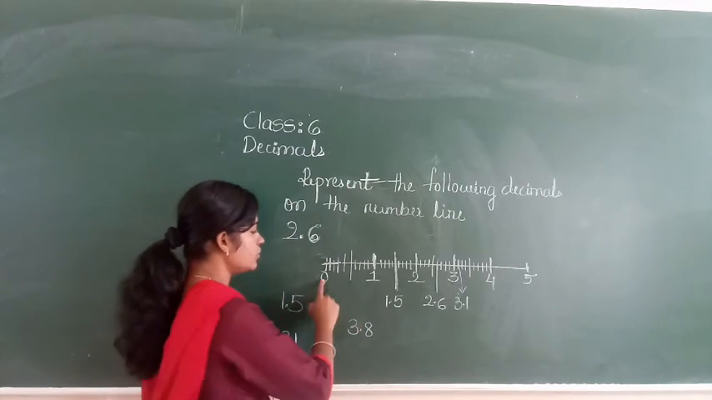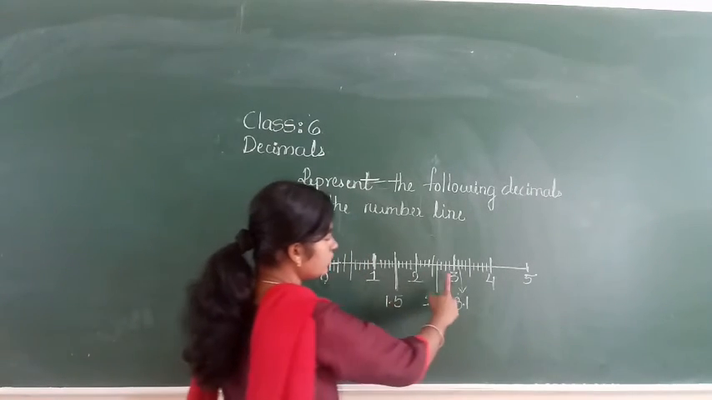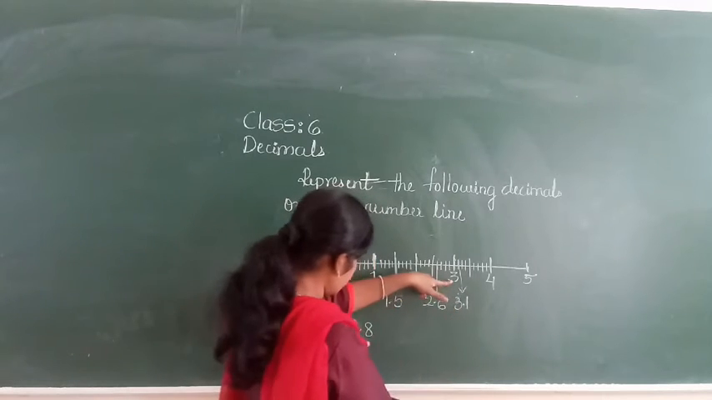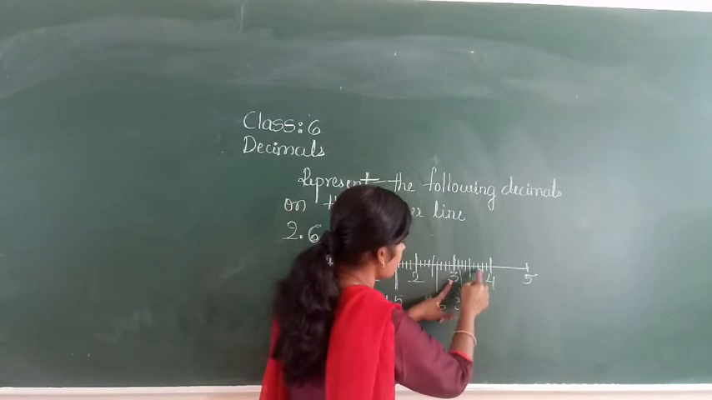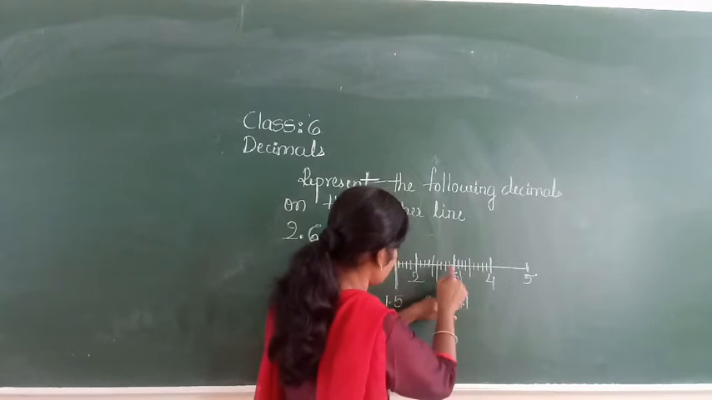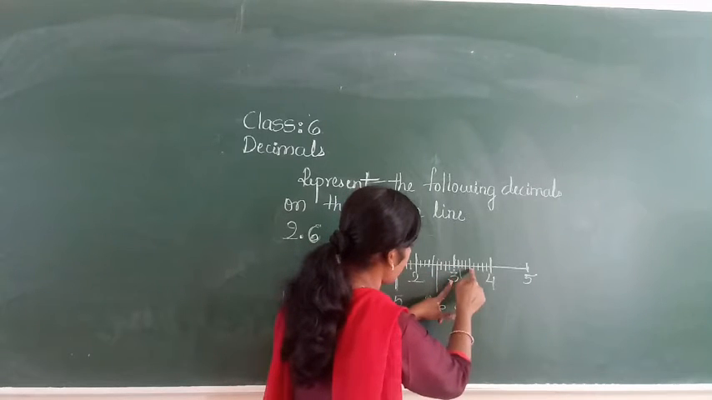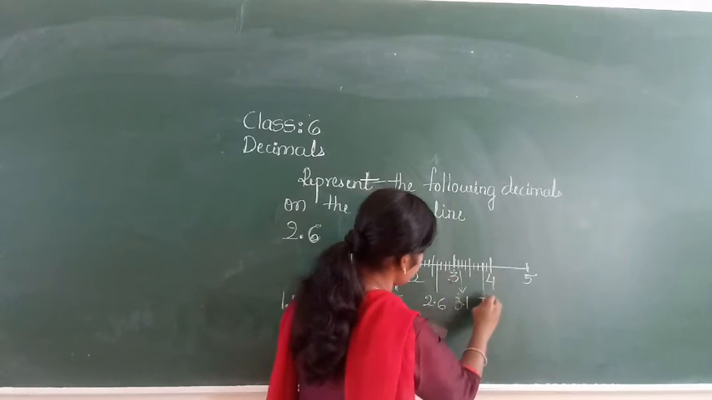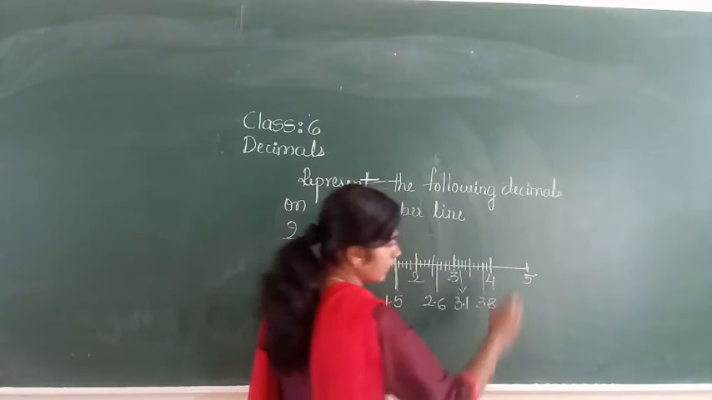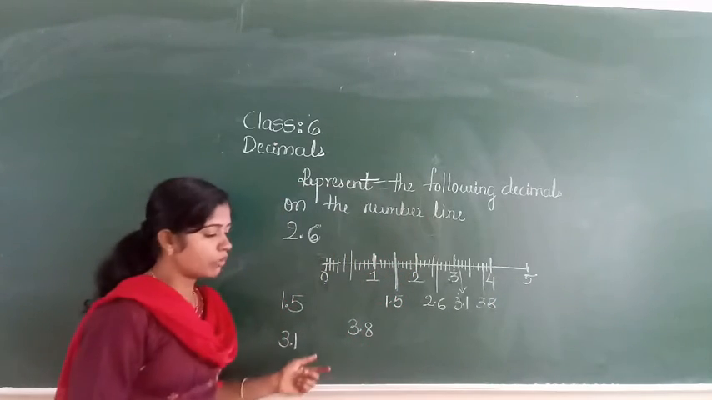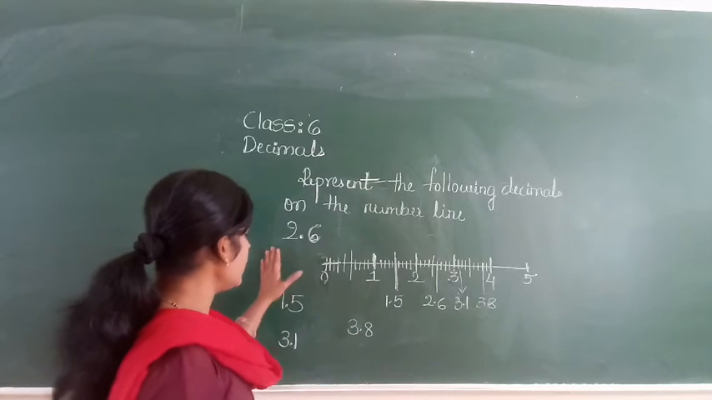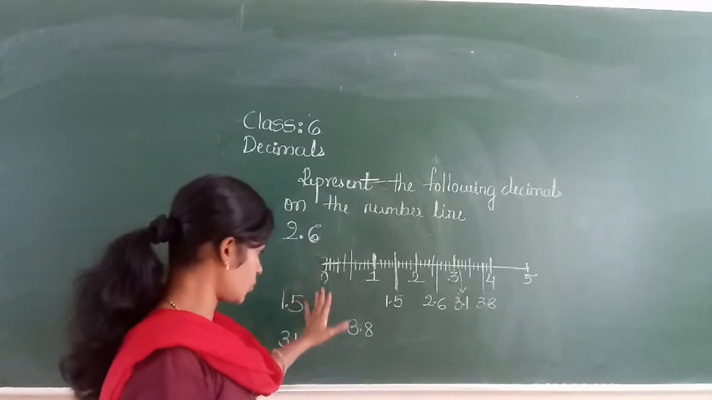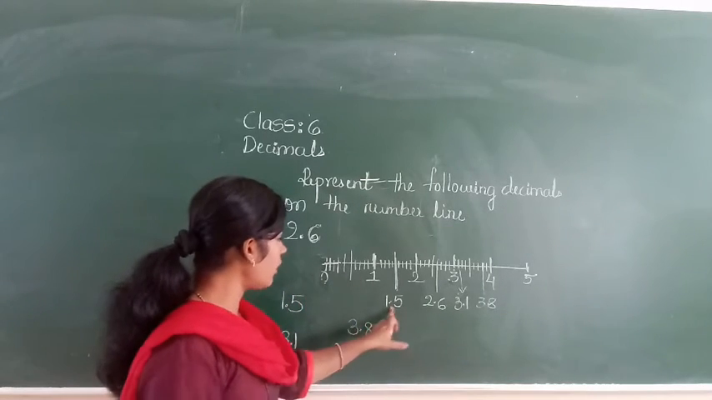For example, 3.8 is there. See here 0, 1, 2, 3. Okay, on 3 you have to take 8 lines. 1, 2, 3, 4, 5, 6. Sorry, from here you have to take 1, 2, 3, 4, 5, 6, 7, 8. So 3.8 will come here. Okay, when you are solving the examples, here you have to take them individually. In one number line I have shown four.